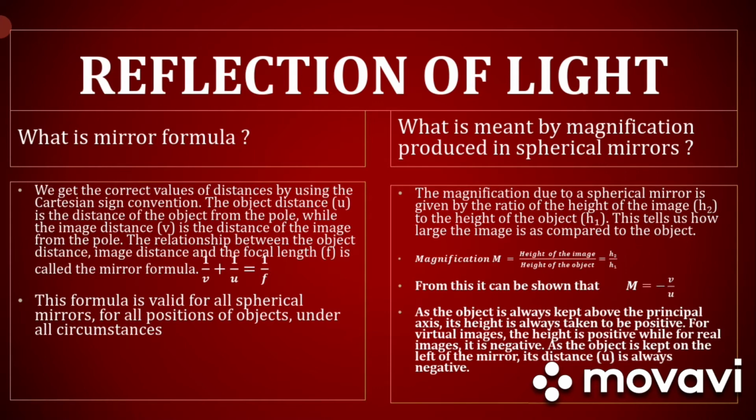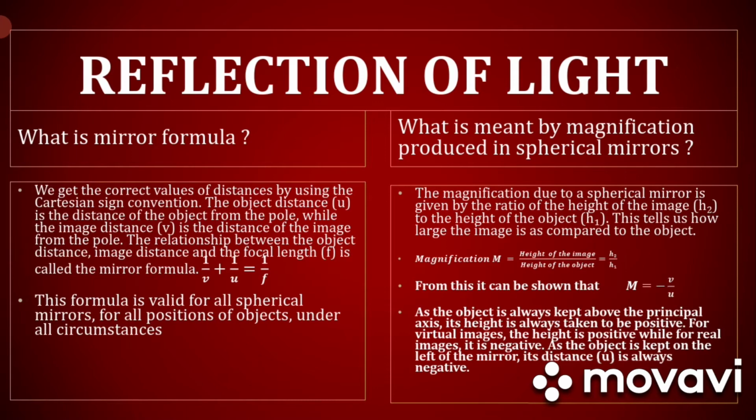What is meant by magnification produced in spherical mirrors? The magnification due to a spherical mirror is given by the ratio of the height of the image h2 to the height of the object h1. This tells us how large the image is as compared to the object. Formula: magnification capital M is equal to height of the image upon height of the object, which is equal to h2 upon h1. From this it can be shown that m is equal to minus v upon u.